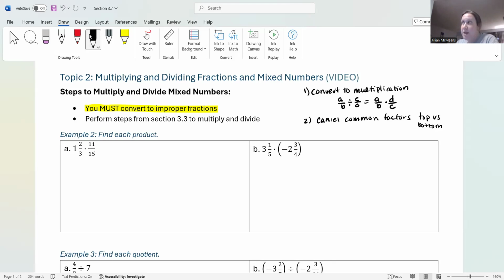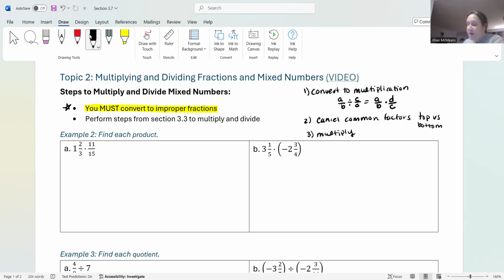Cancel in math means two things. It doesn't mean anything just like poof disappears. It means that things divide out to become one or they add to become zero. So in this case, when we say cancel common factors, it just means divide out common factors. And then the third step is we multiply across. So step one, you must convert your mixed numbers to improper fractions and then just follow your regular steps for multiplying and dividing fractions.